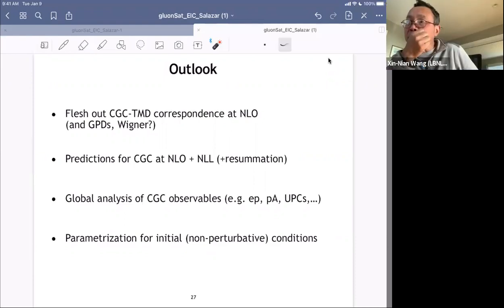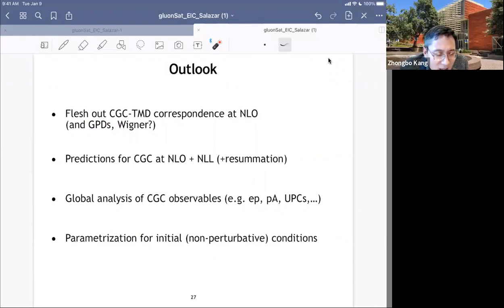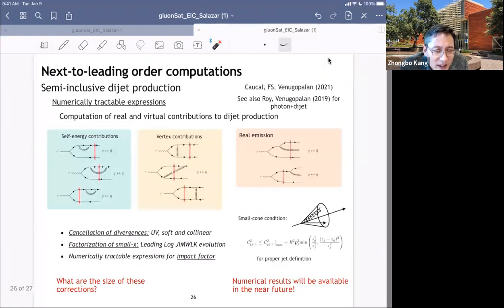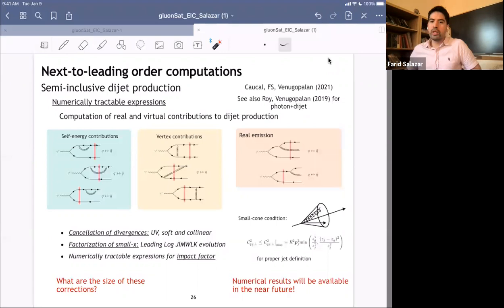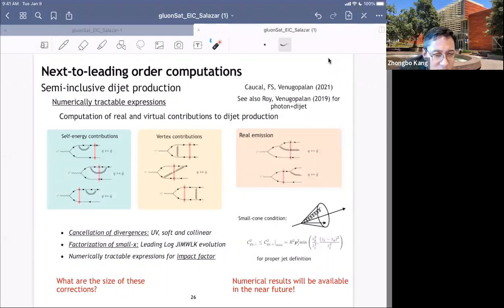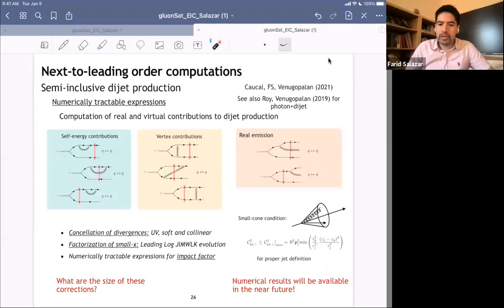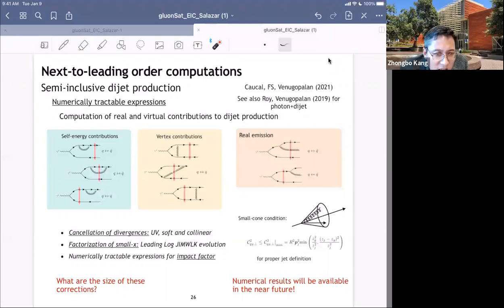Yeah, go ahead. Farid, if you go back to maybe the previous slide, when you're talking about jet functions. Yeah, right over here. You're using this small cone definition. Can you explain what these variables z_g and z_J are? Yes. So z_g is the longitudinal momentum fraction of the gluon inside the jet. What about z_J?